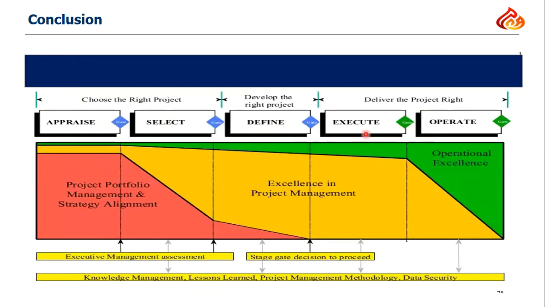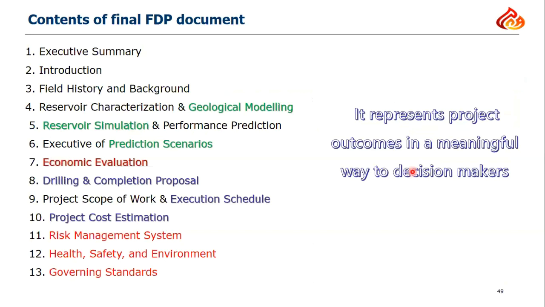So all of this is planning, and this is execution. As I said, good planning and good execution will deliver the best project. Bad planning or bad execution will deliver a less valuable project than expected, or than the potential value of our project. So the FDP should be documented in an official document. It should include an executive summary about the discovery and the field, introduction, field history, reservoir characterization, or what we called the reservoir model, the production profile, economic evaluation, drilling and completion, the cost, the surface facilities, the installation, execution schedule, and at the end risk and HSE, and the governing standards.